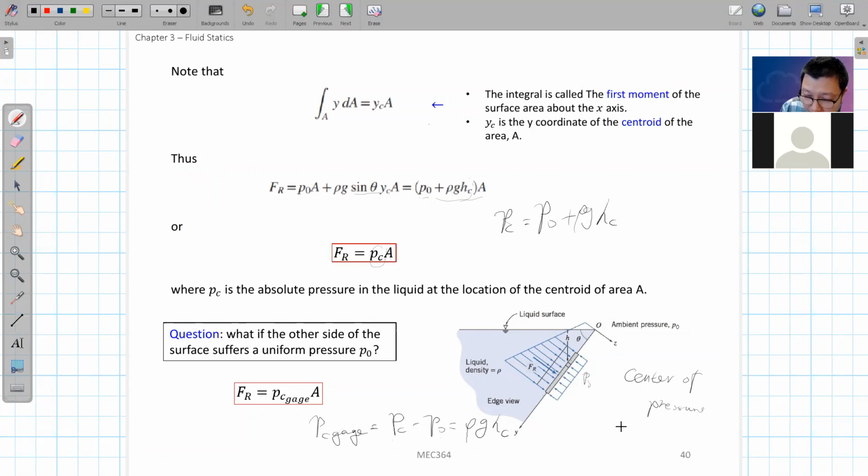Okay, and I can tell you that this is not equal to the centroid. I can tell you the conclusion first: do not think that this FR can be just thought of as working on the centroid. No, it's not. I will show you later.